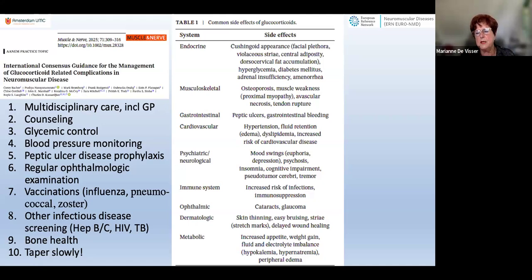Prophylaxis against peptic ulcer disease has to be given. The patients have to be examined regularly by an ophthalmologist. Vaccinations on influenza, pneumococcal, zoster are recommended. Screening for other infectious diseases is recommended. Bone health, I will come back to that later during this presentation, should have attention. And a very important recommendation: taper slowly.